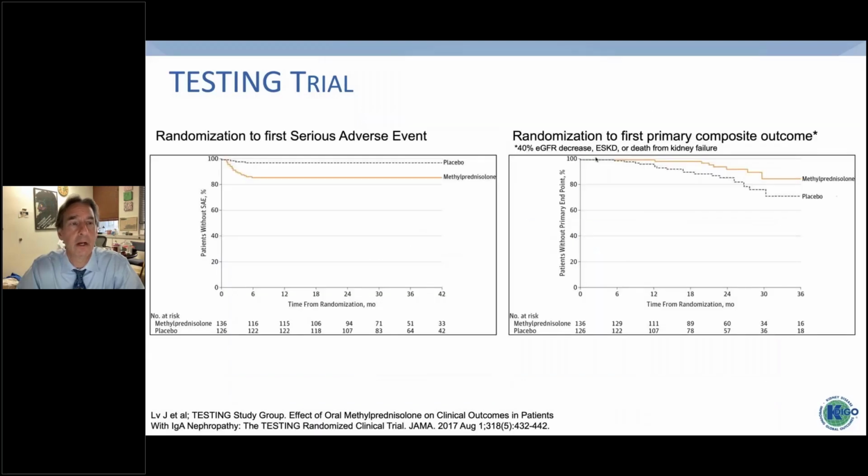treated with supportive care. And as you likely know, this study was actually stopped by the Safety Monitoring Committee due to, in the panel on the left, too many serious adverse events. Those were happening within the first few months of therapy, and these were severe infections, including infection-related death, so the study was stopped. However, by the time the study was stopped, there was already data on the right-hand side suggesting that there was an impact on the composite endpoint in this population, where the combination of 40% reduction in GFR or end-stage kidney disease or death from kidney failure appeared to be substantially reduced by corticosteroid therapy.